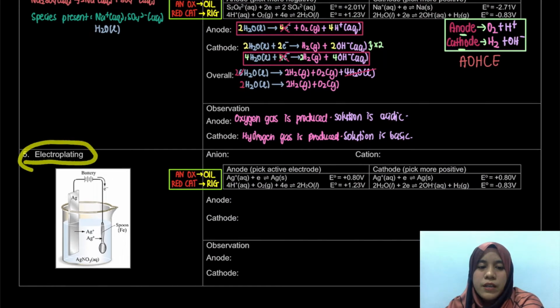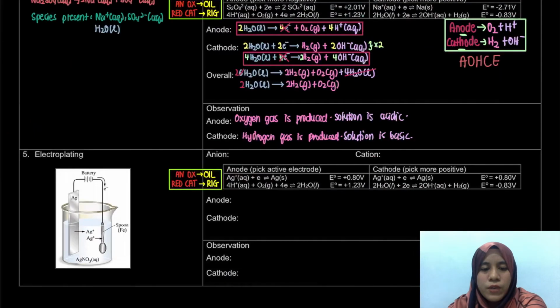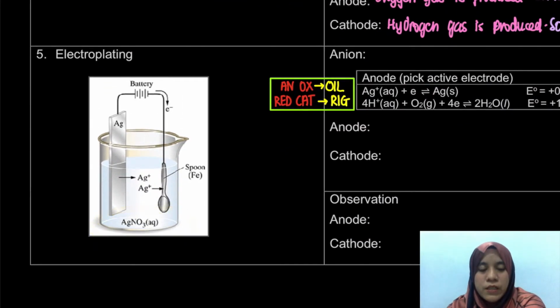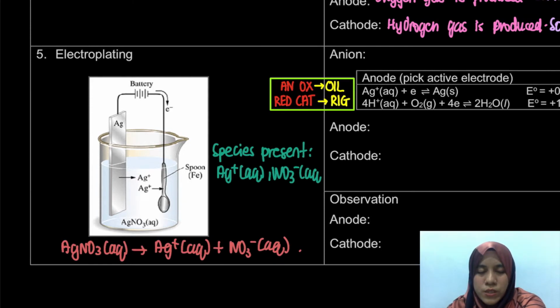Here, electroplating is actually an exception. This is the last one. At the anode, choose the active electrode, where the electrode dissolves to form metallic ions. For this equation, we have AgNO3, so we have Ag plus and NO3 minus. The species present must be Ag plus, NO3 minus, as well as, remember, since this is aqueous, there is always the presence of water, H2O liquid.